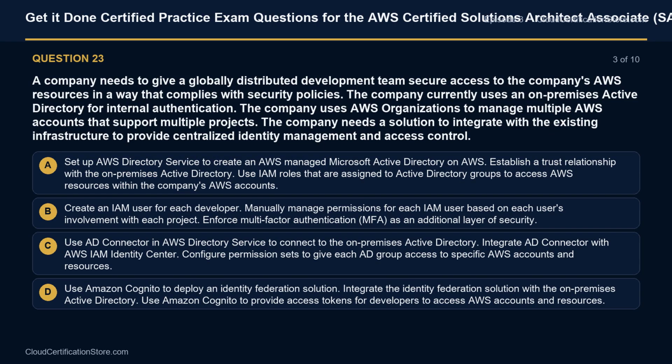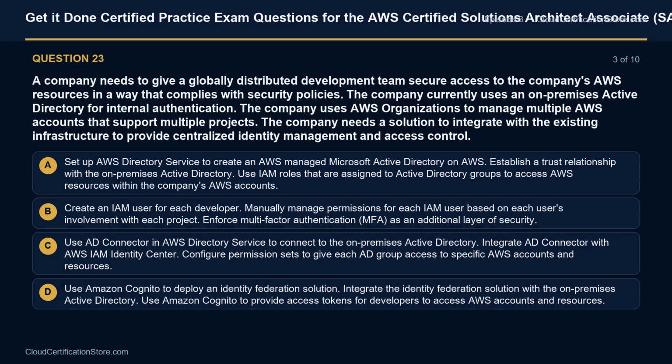Question 23. A company needs to give a globally distributed development team secure access to the company's AWS resources in a way that complies with security policies. The company currently uses an on-premises Active Directory for internal authentication. The company uses AWS Organizations to manage multiple AWS accounts that support multiple projects. The company needs a solution to integrate with the existing infrastructure to provide centralized identity management and access control.